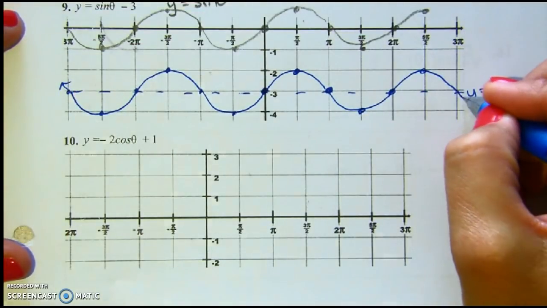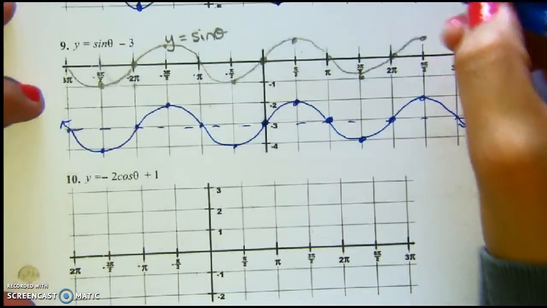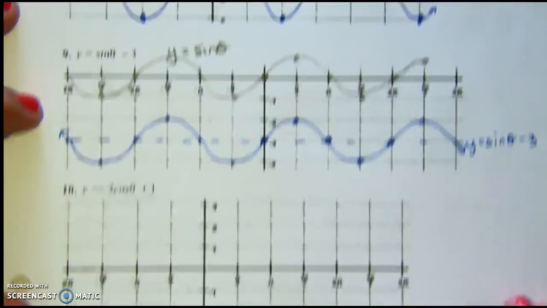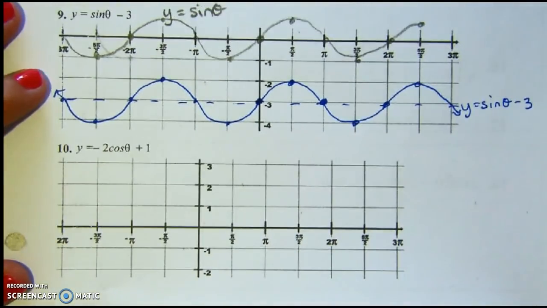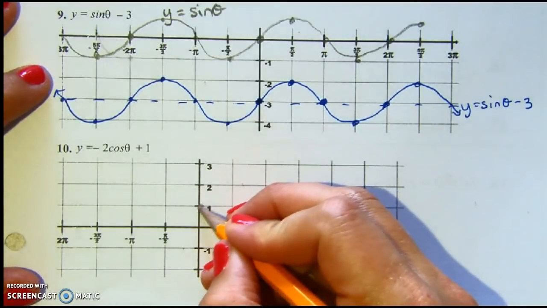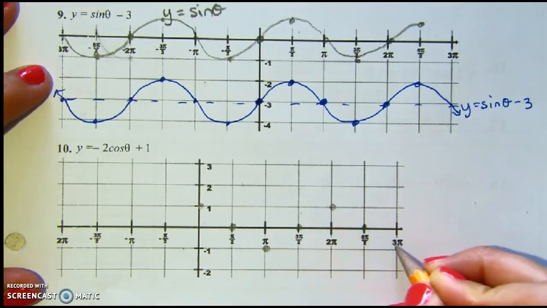Remember in middle school, your teacher said, put arrows so that you show that the graph is still going? That's true. It doesn't end. We should kind of end our graphs with an arrow. Okay, last one. -2 cosine plus 1. So our parent function is cosine, which starts at the maximum, middle, minimum, middle, max, middle, min.